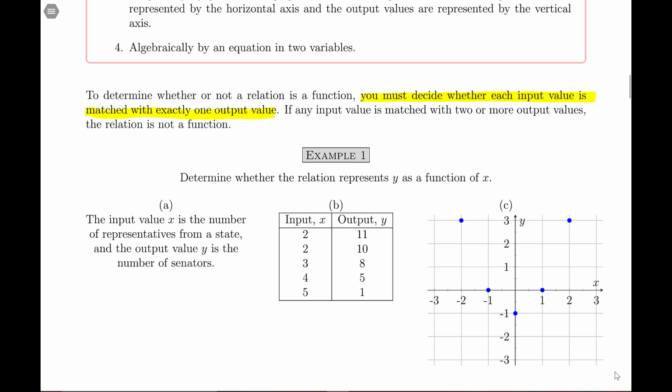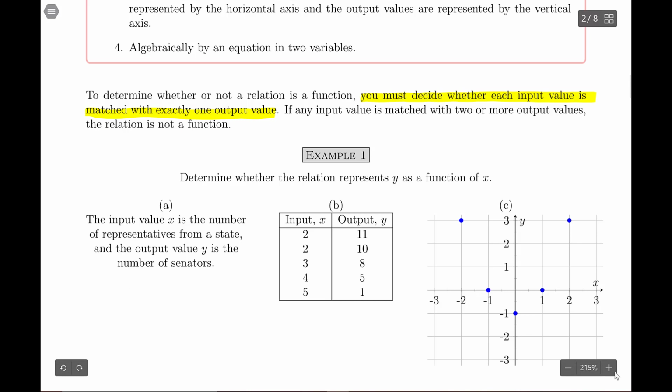So what we have here, we want to determine this first example for part A. We want to determine whether or not the relation represents y as a function of x. So in part A, it says the input value x is the number of representatives from a state, and the output value y is the number of senators. The description, this is a verbal description, it does describe y as a function of x. Regardless of the value of x, the value of y always happens to be 2. So each state has a number of representatives based upon their population size, but every state only has 2 senators. So it doesn't matter how many representatives we have.